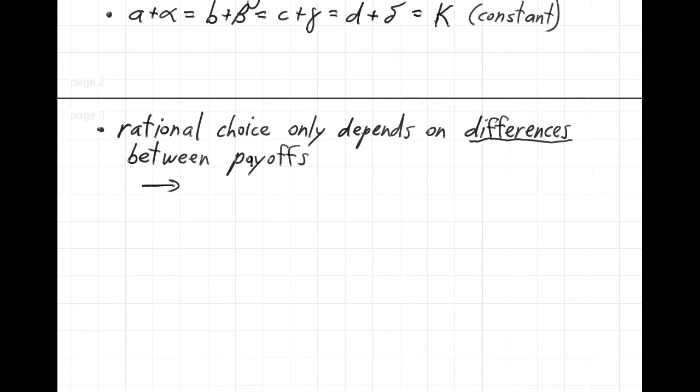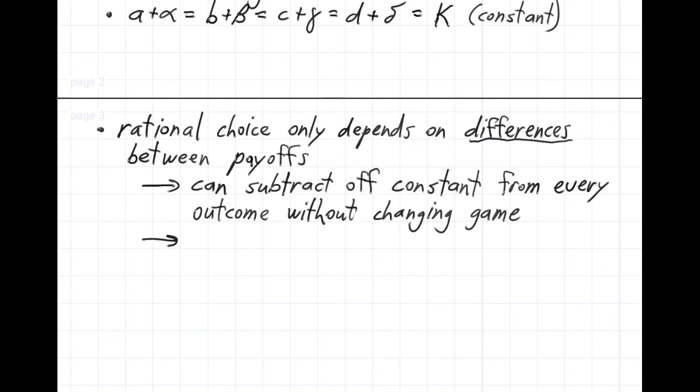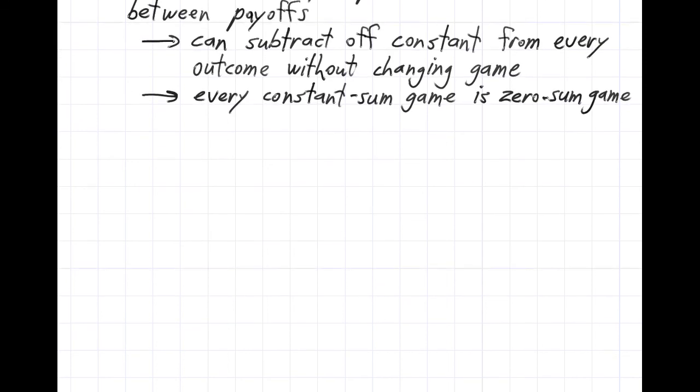But given that, we can subtract off a constant from every outcome without changing the essence of the game. And that means that every constant sum game is essentially a zero-sum game. Let's look at a particular example.